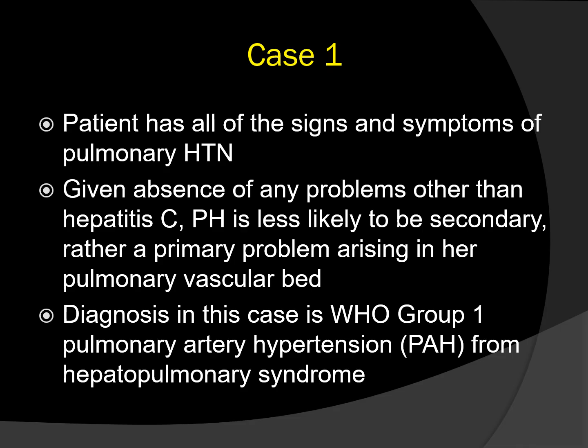Now, in this case, I felt she likely had World Health Organization Group 1 pulmonary arterial hypertension. Group 1 are the idiopathic causes that are not secondary. They're all of the primary causes where the pulmonary hypertension arises in the pulmonary vascular bed, and specifically, she was diagnosed ultimately with something called hepatopulmonary syndrome.